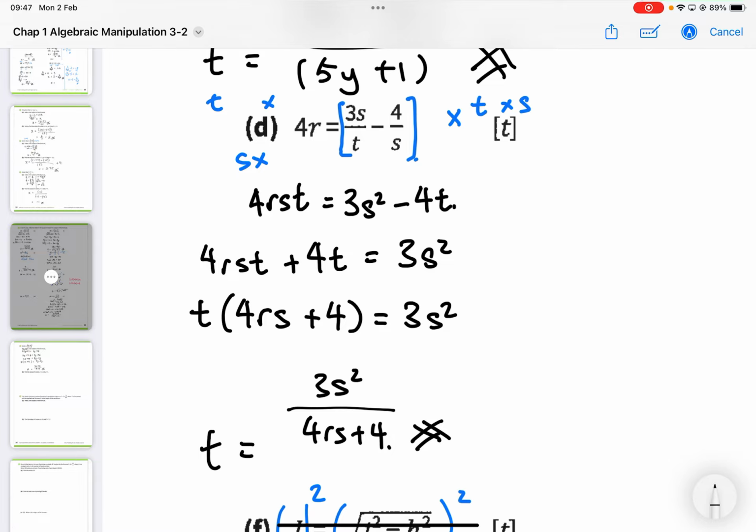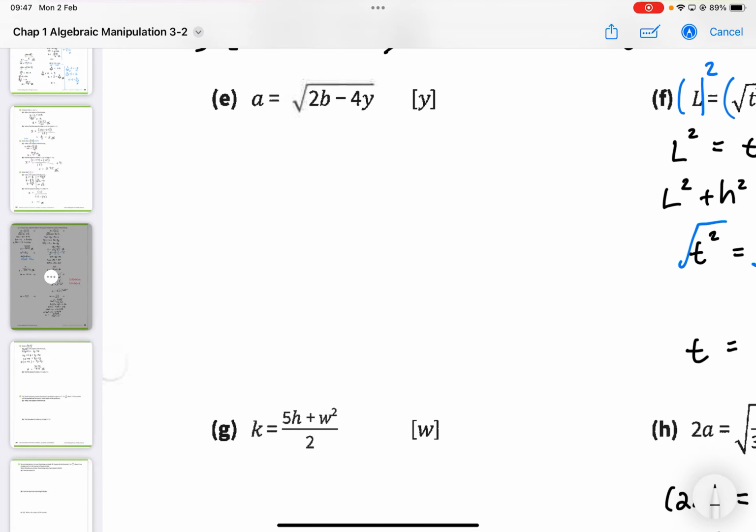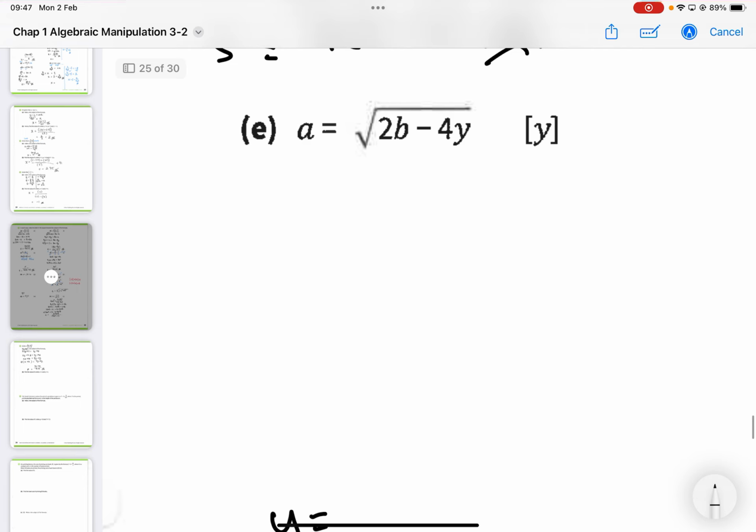Okay, part E. What I want is y. But my y is now inside the square root sign. So again, they belong together now. My 2b and minus 4y belong together, and then together they are being square rooted. So number one thing I need to do is to remove the square root.